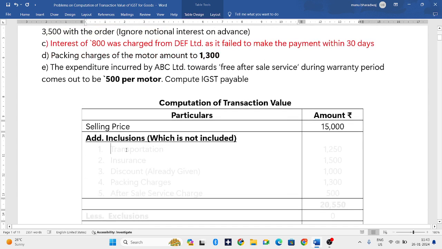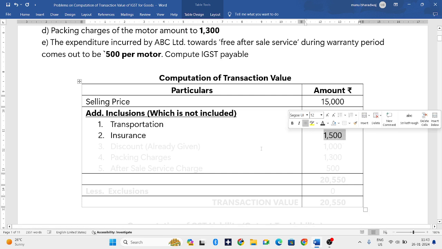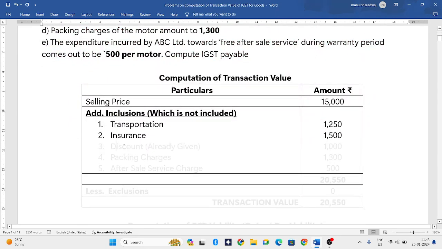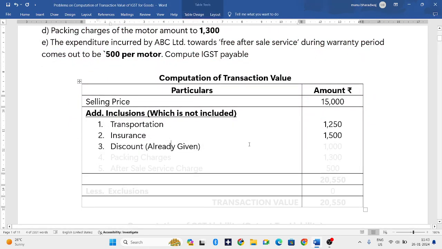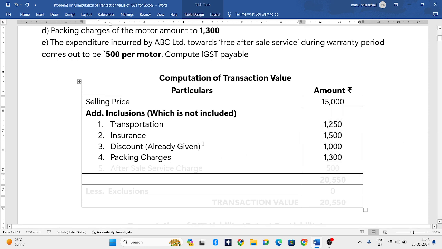First is transportation. Transportation is 1250 rupees. Second one we have insurance. Insurance is 1500 rupees. Next, discount. It shouldn't have been given, but it has been given, so you have to add it. Next, packing charges. Whatever the packing charges incurred, okay, 1300 rupees packing charges, that has to be added.